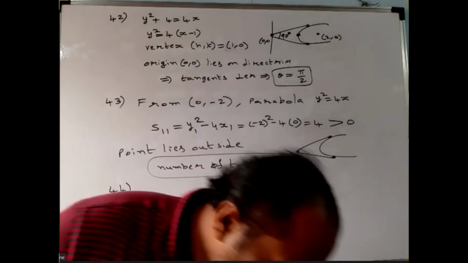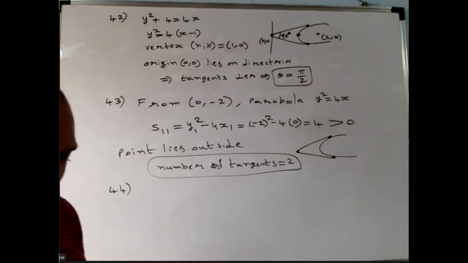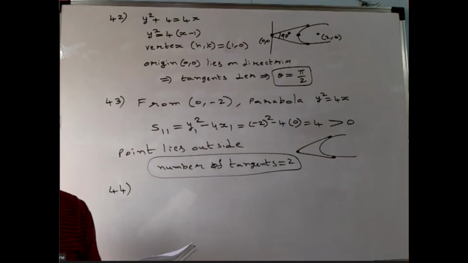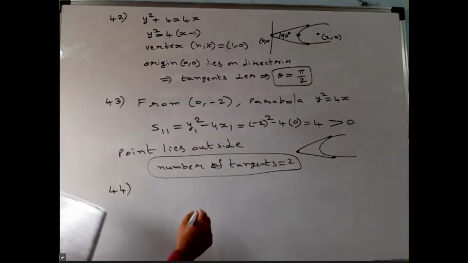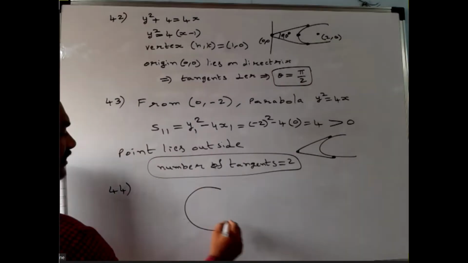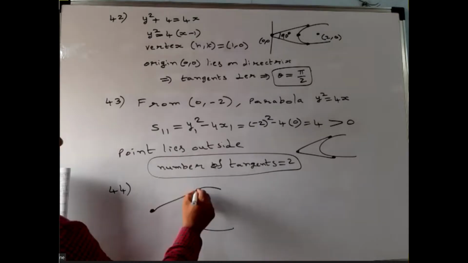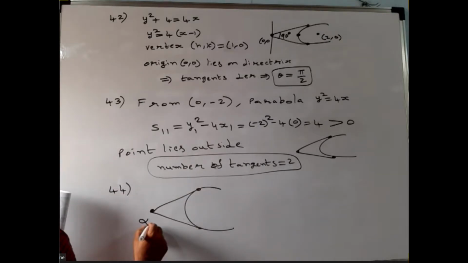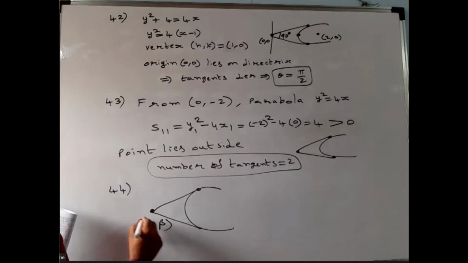Students, 44. 2 tangents can be drawn from the point alpha comma beta. That is x1 comma y1.